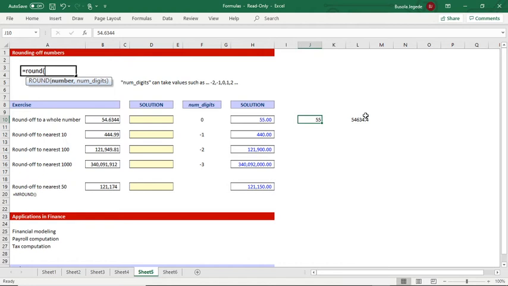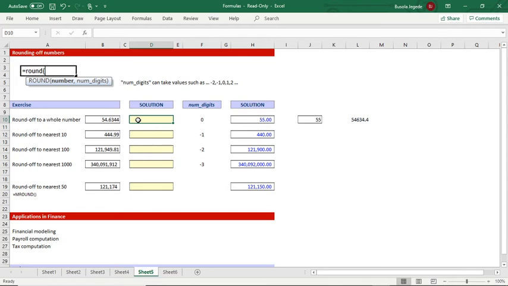Now, it's okay if you just wish to change the presentation. You just want it to show 55 and you're not actually going to use that value to multiply with anything or for any other formula. That's fine. But in case you may need to refer back to that cell and you actually want it rounded up, this is how you do it. You use the round formula.